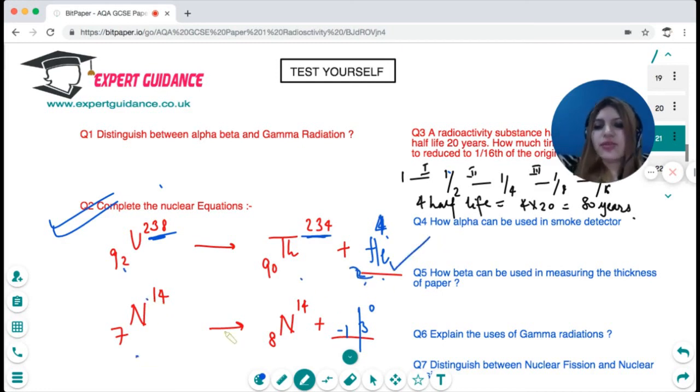Then nitrogen, 14 and 7, and 14 and 8. So the top number is already balanced. So the particle will have 0 at the top. And it is 7 and 8, so we have to do -1. So it's a beta particle. All right, so I hope number 2 is clear to you.